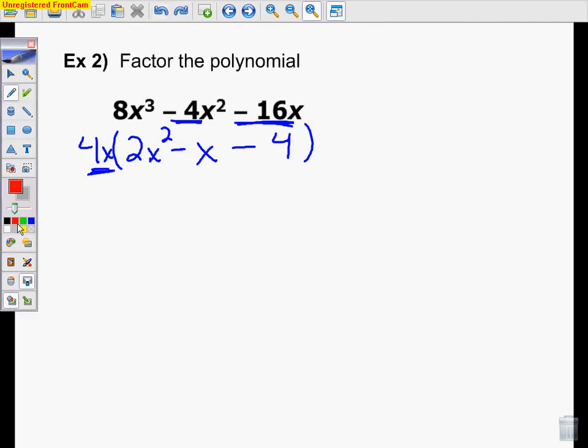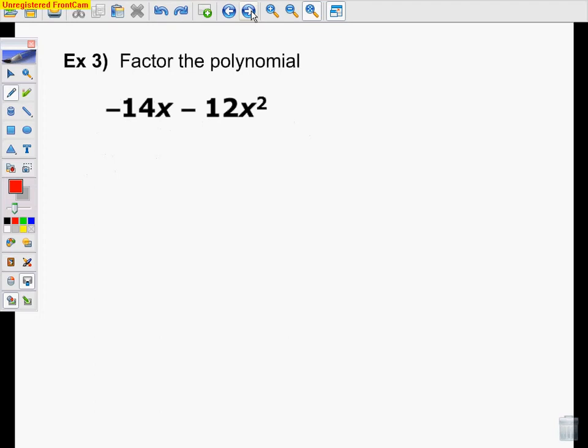Once again, you could take this and multiply back into your parentheses and make sure it works. Alright, so 4x times 2x squared is 8x cubed. 4x times negative x is negative 4x squared. And 4x times negative 4, that's negative 16x.